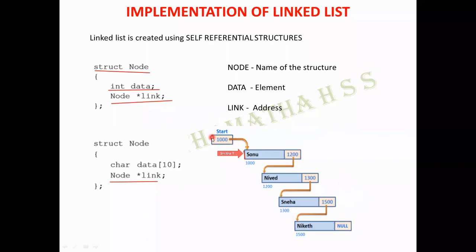Like that, you will go on to create as many nodes as possible. The next node is created in this pattern. For example, its address is 1200. That address value is copied over here, so this creates a link between the two. Similarly, we will go on creating nodes until we stop.